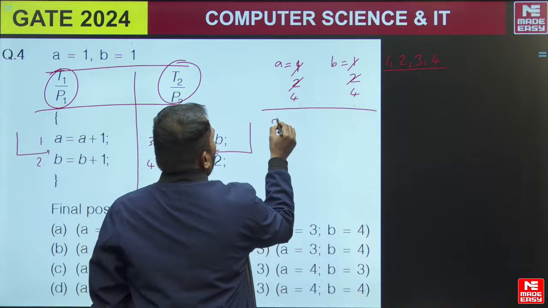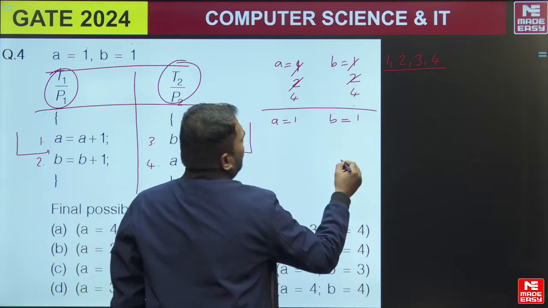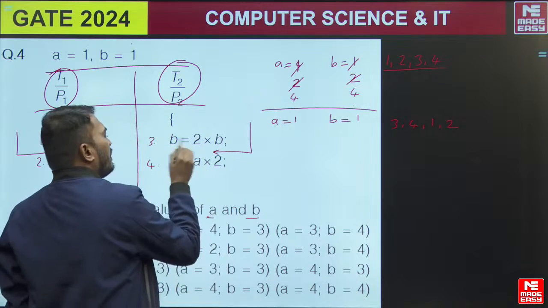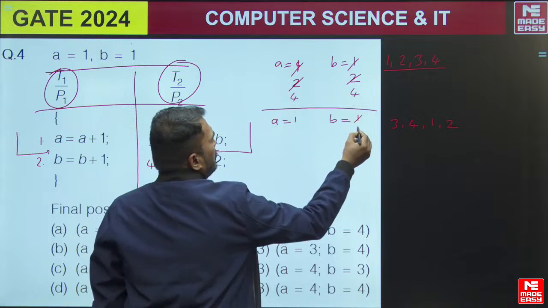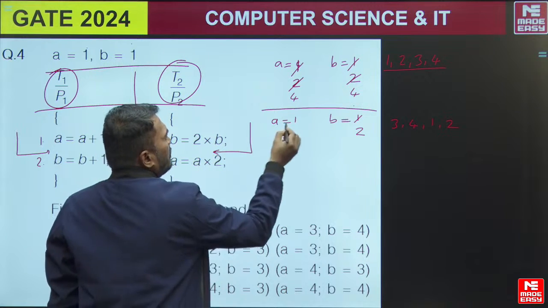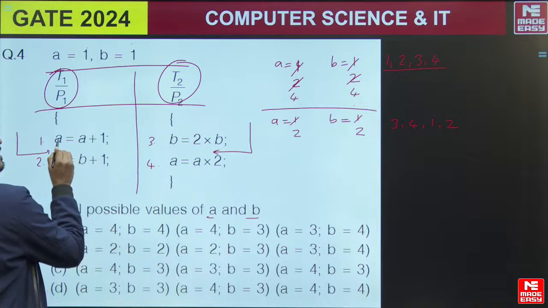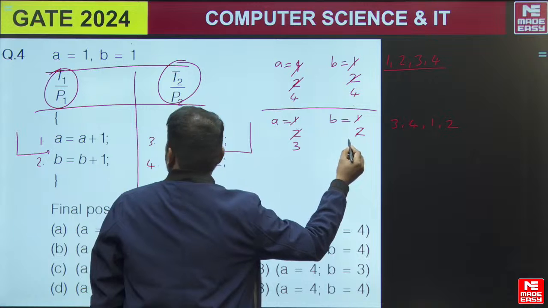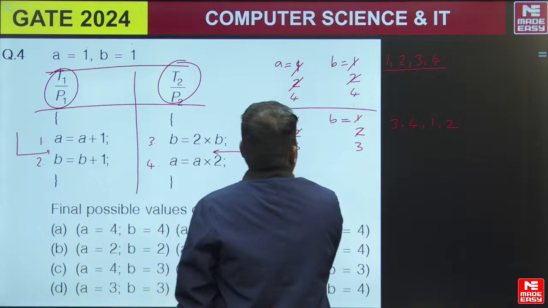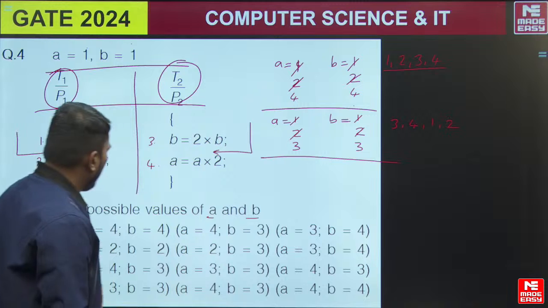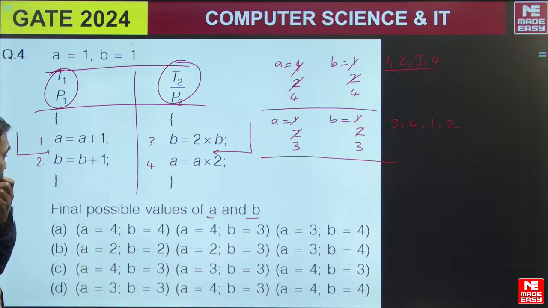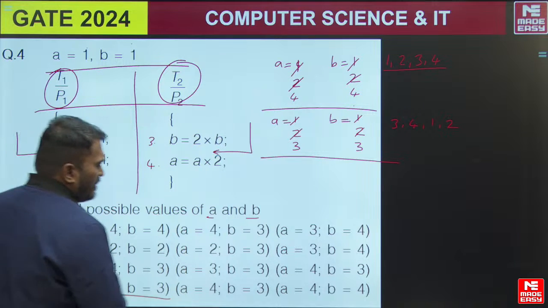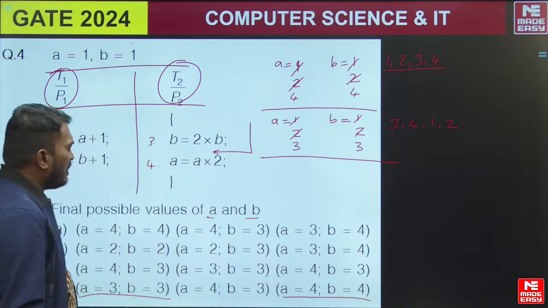So you try all other combinations. Next, a equal to 1, b equal to 1. I try again 3, 4, 1, 2. Now see this here, 3, 4, 1, 2. If I execute the third statement, 2 into 1, that is 2, and a into 2, it means 1 into 2, that is 2. And later, for example, with 1 comma 2, if I execute a equal to a plus 1, 2 plus 1 is 3, and b plus 1 is 3. So it means a equal to 3, b equal to 3 is also possible. a equal to 3, b equal to 3 is there in option D, and a equal to 4, b equal to 4 is there in option D.